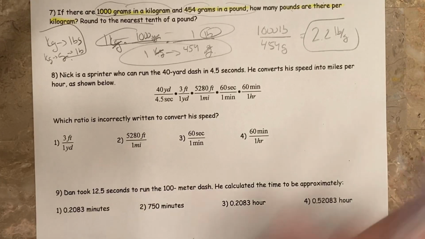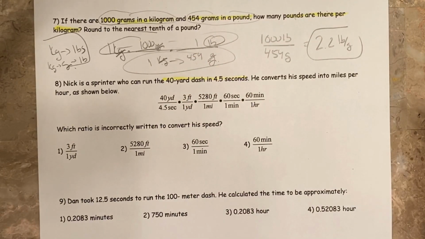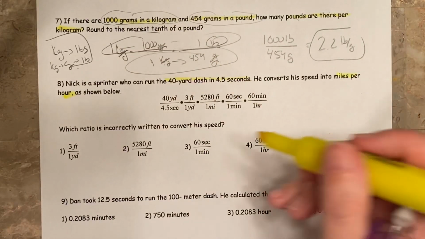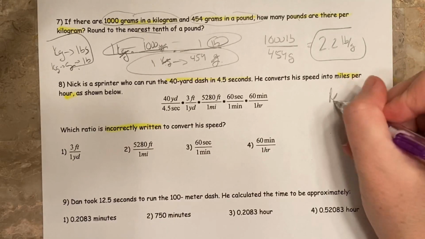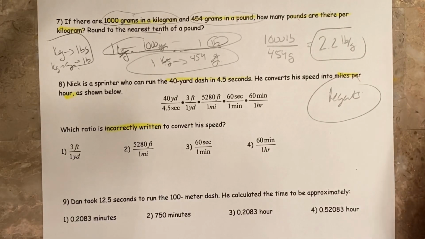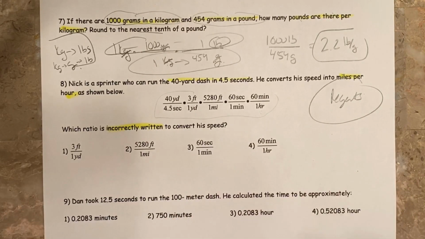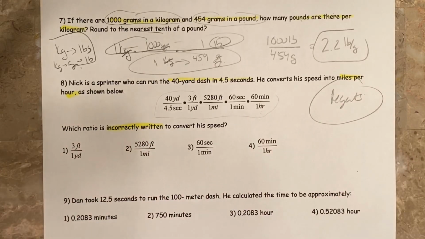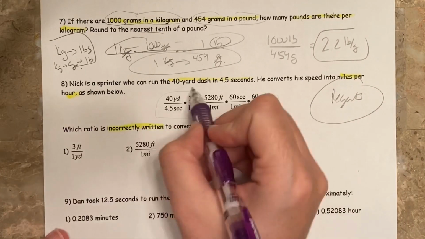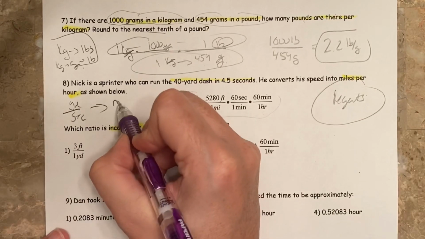Nick is a sprinter who can run the 40-yard dash in 4.5 seconds. He converts his speed into miles per hour as shown. Which ratio is incorrectly written? So this came directly from a Regents question a couple of years ago. And notice how it's already set up for you. That's why teachers teach them to you this way with the fractions, because we know how they're going to look on the Regents. Okay, so we're going from yards over seconds, and we're going to go to miles per hour.